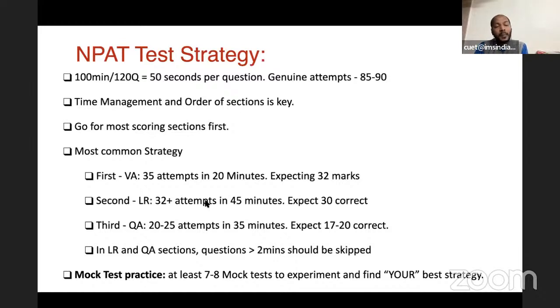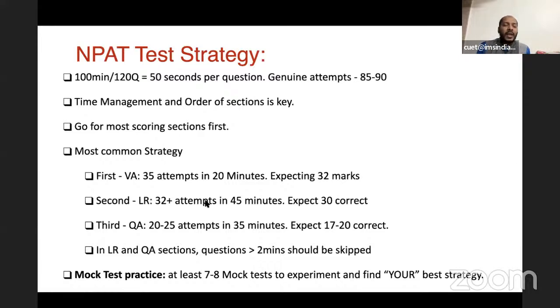Lastly, the most important part, as I mentioned in the previous slide also: you should at least practice 7 to 8 mock tests to experiment and find your best strategy. Which chapter works for you, which chapter does not work for you, where you take the most time, where you make the most mistakes. All this identification will happen only when you take mock tests which are similar to the actual NPAT pattern, right?